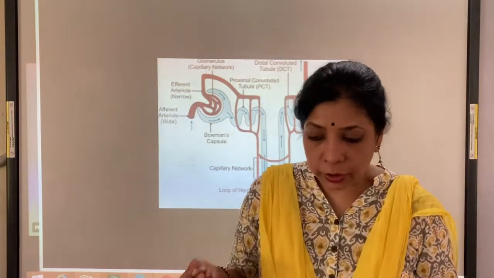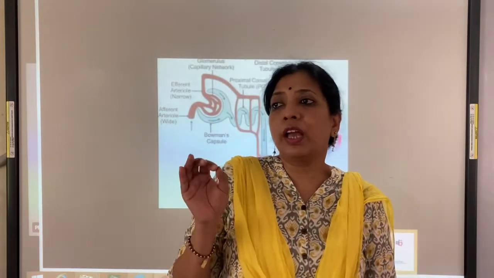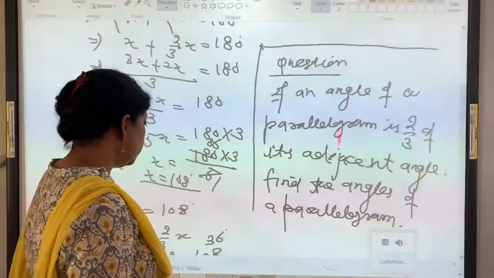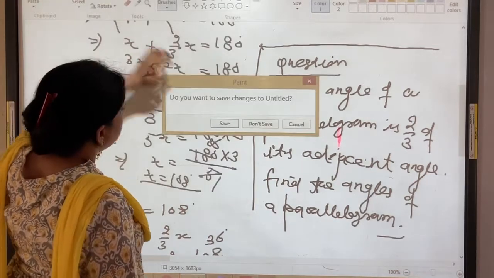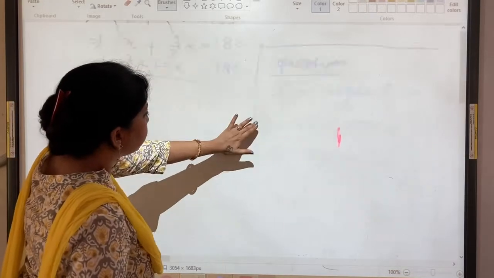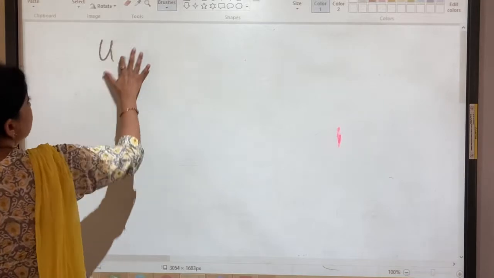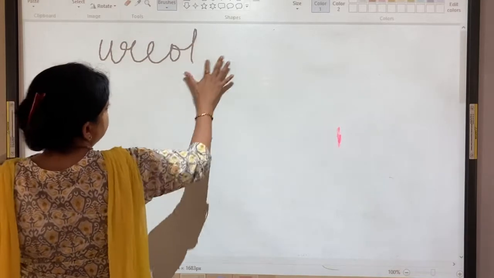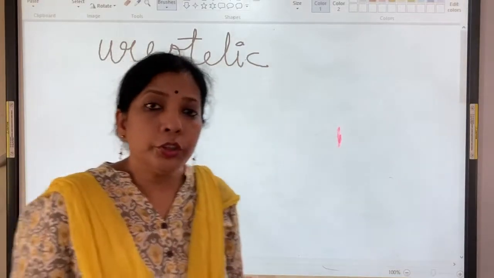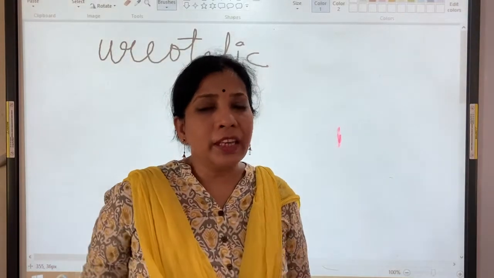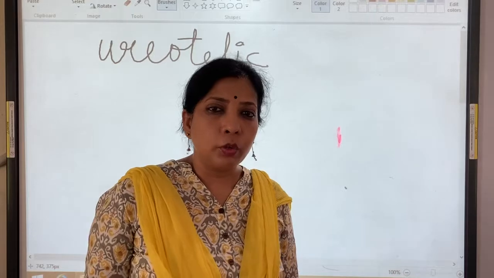The basic waste material of mammals is urea. So we are known as ureotelic. What are we? We are ureotelic. Okay, I want to get a new page. We are ureotelic, right? We are ureotelic.